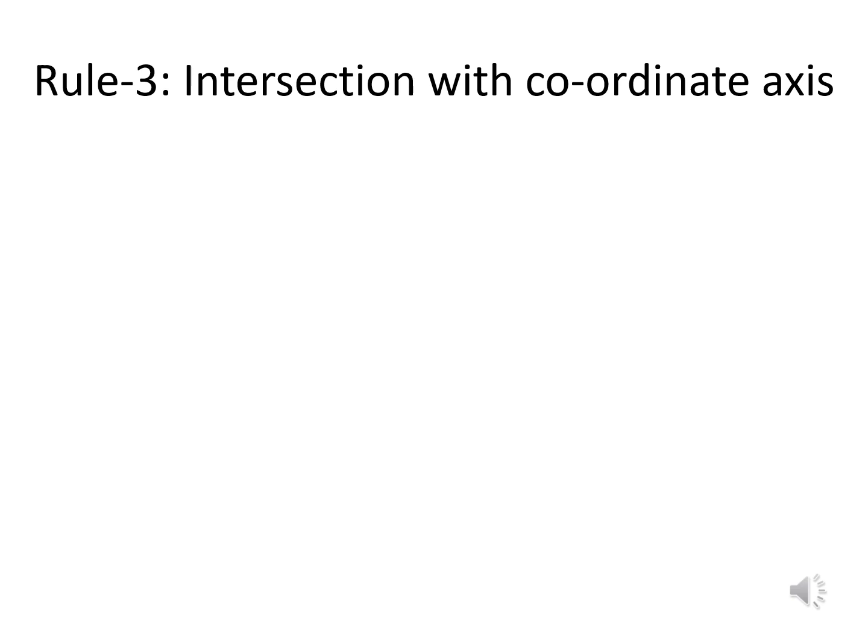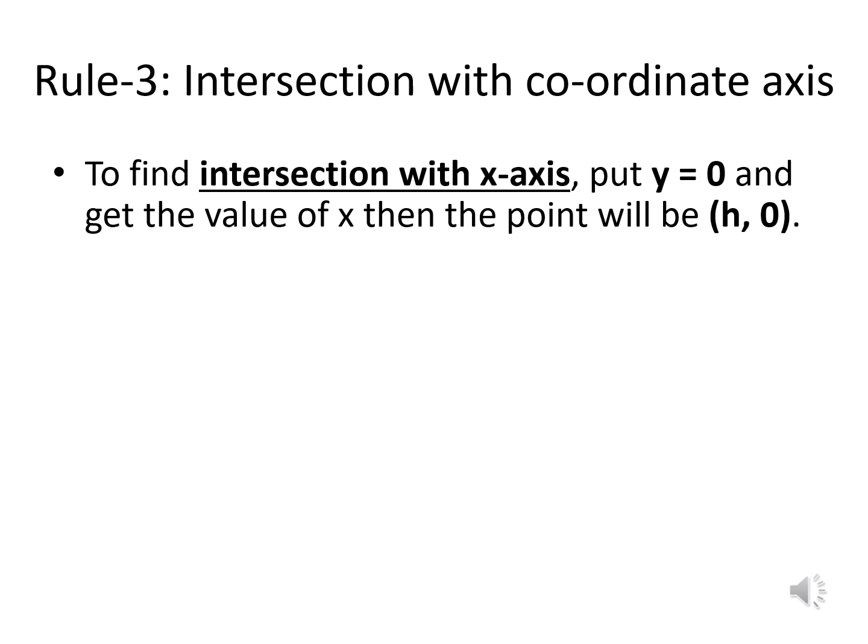Now come to rule 3, intersection with coordinate axis. So intersection with x-axis, as you know, x-axis equation is y equal to 0. So we will put y equal to 0 in our equation and get the values of x. If you are getting any value of x as real and other than 0, let it be h, then the point will be h comma 0. If you are getting x is also 0, then the point will be 0 comma 0, which we already discussed. So no need to discuss it again here.